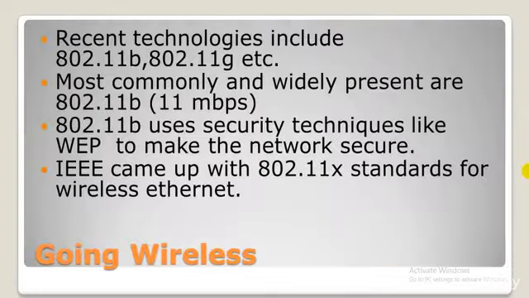To start with, there are different types of securities. Recent technologies have 802.11b, 11g. Most commonly used is 11b, that's up to 11 Mbps, and 11g is not that famous, but it's used in very large companies because it has extremely high speed. 802.11b uses security techniques like WEP to make the network secure, but WEP is not that secure as per my experience. Even if you check on the internet, it's very easy to crack the WEP encryption. And finally we have the IEEE that came up with 802.11x standards for wireless Ethernet.